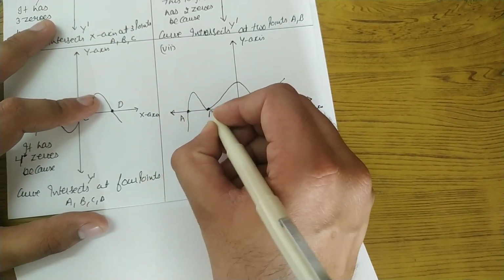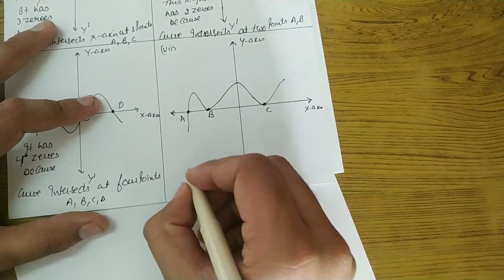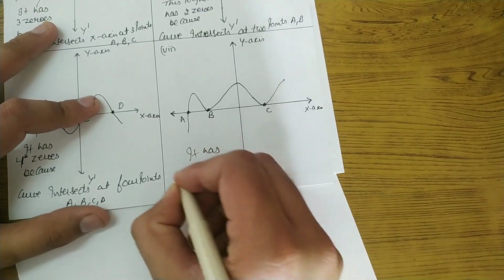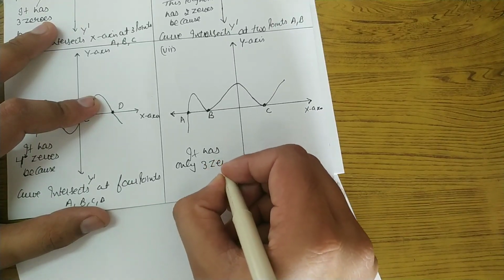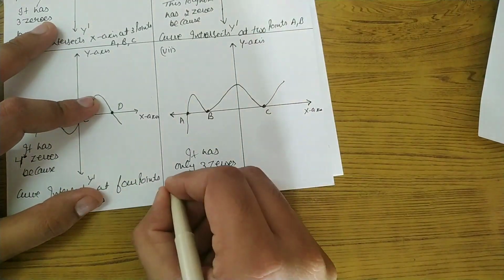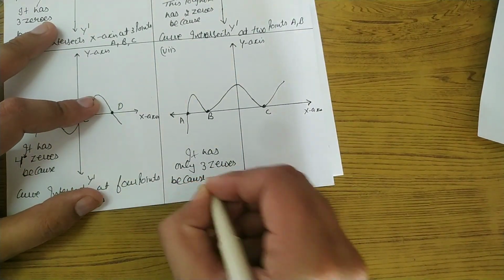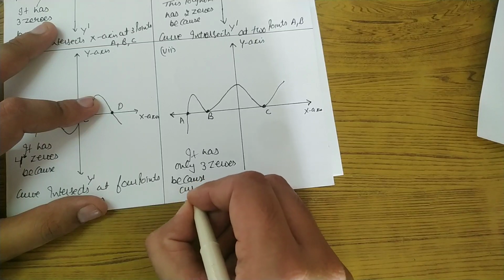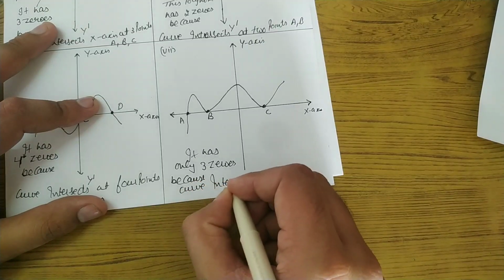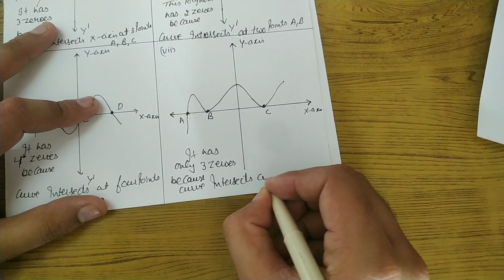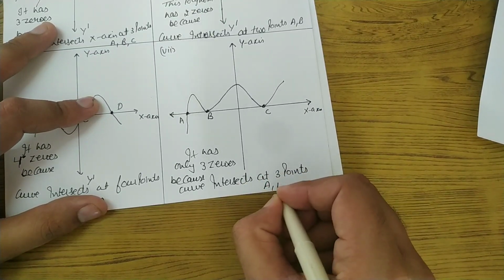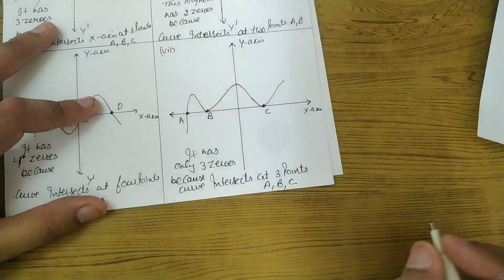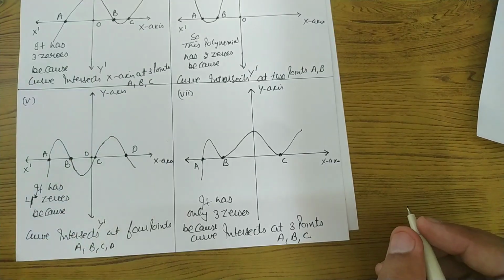Now the last part I am doing also. It intersects the x-axis at 3 points. It has only 3 zeros, because the curve intersects at 3 points A, B, C. So students, hope you have understood all the things.